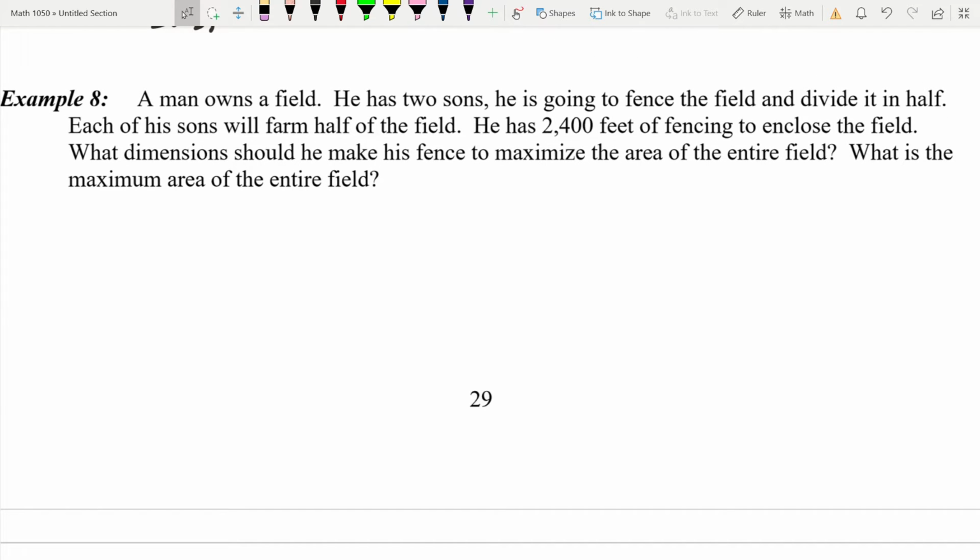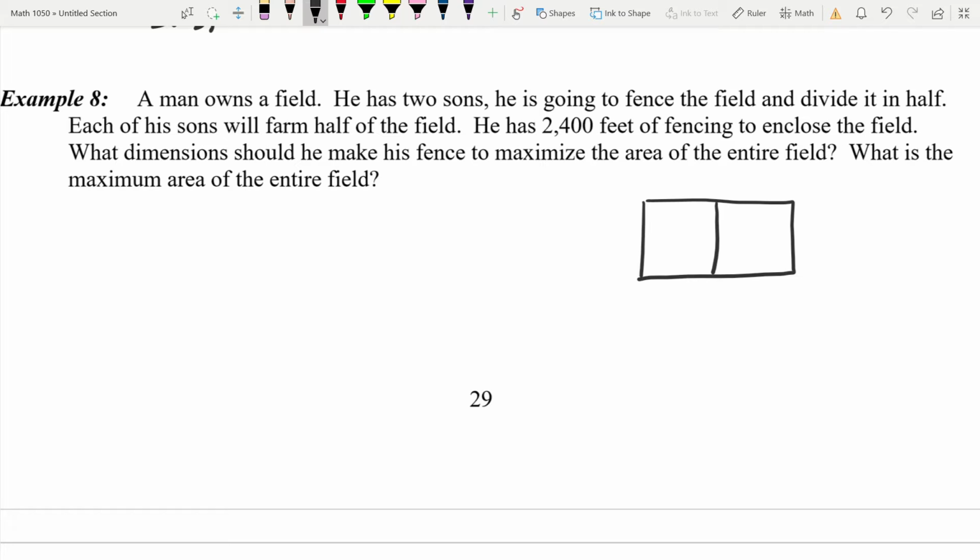A man owns a field. It's going to be rectangular, so let's draw it. He's going to divide it in half. Let's always do that the same way. There's a lot of ways we could divide it in half. Let's do it that way. Each of his sons will farm half of the field. He has 1,200 feet of fencing. What dimensions should he make it? So it's not like up against a house or anything, right?